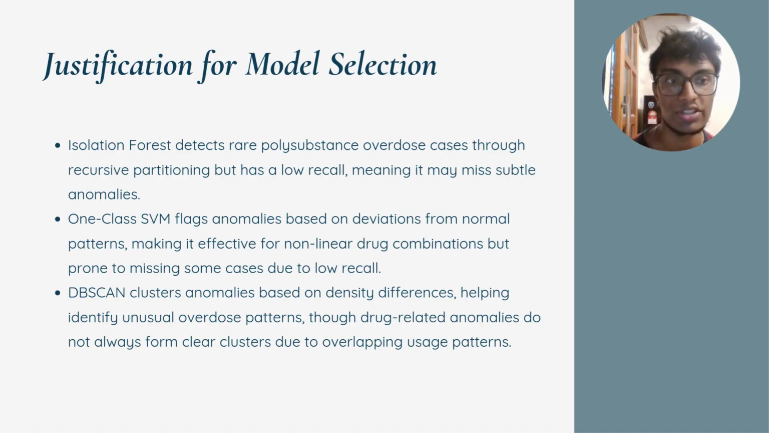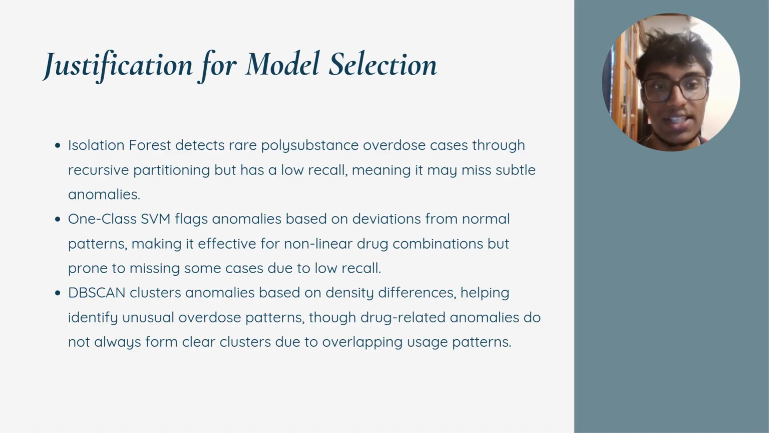One-class SVM was used due to its ability to learn normal patterns and flag deviations based on a hyperplane, making it suitable for detecting nonlinear relationships in drug combinations. For instance, heroin and fentanyl together might be common, but the addition of benzodiazepines could create an anomaly. Despite its precision, its low recall suggests it overlooks many deviations from typical polysubstance use.